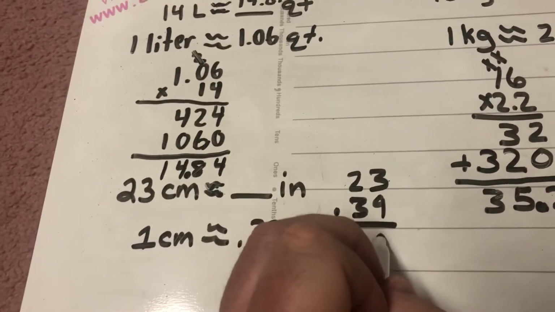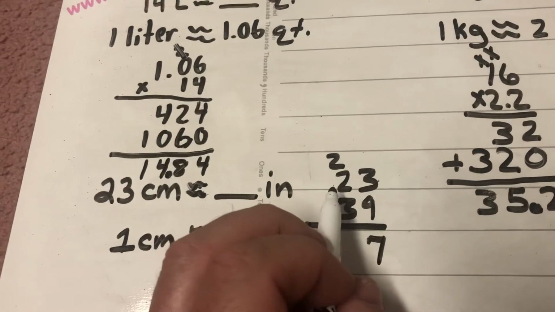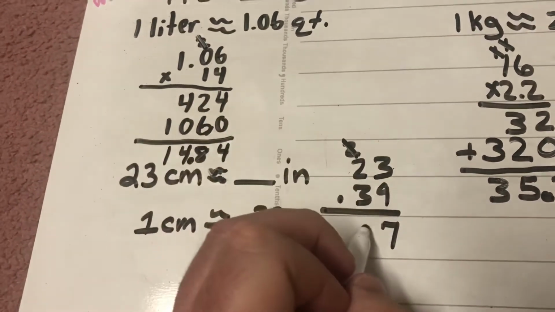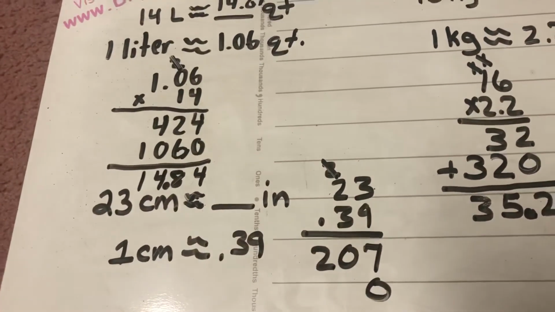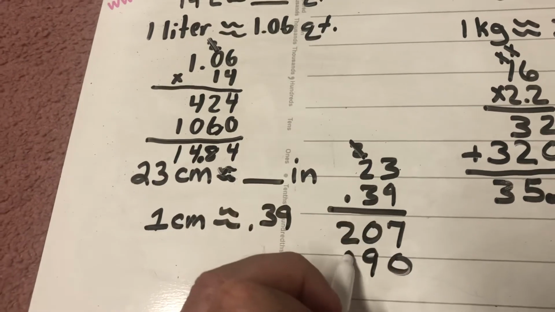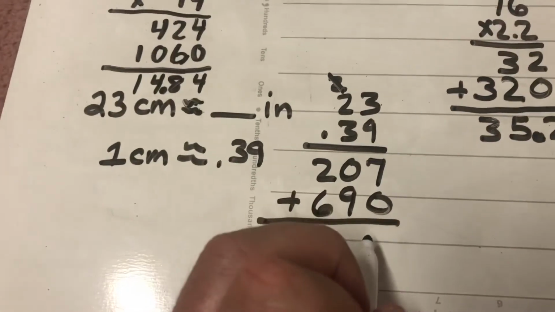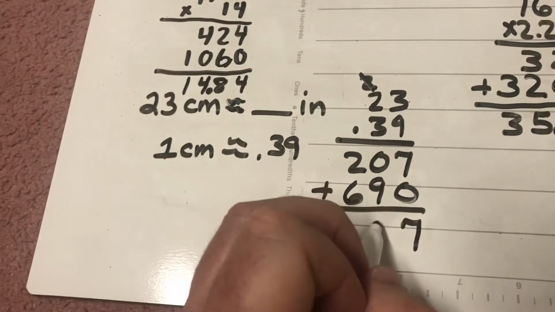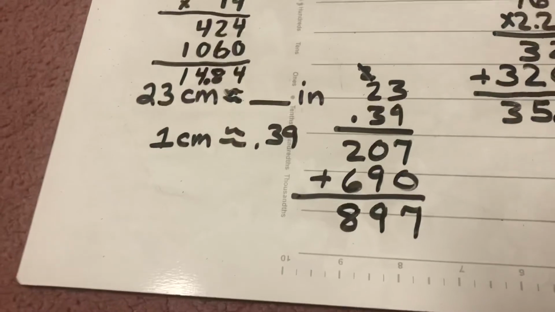9 times 3 is 27. Put the 7 down, carry the 2. 9 times 2 is 18. Plus the 2 is 20. Put the 0 down to line everything up with my 3. 3 times 3 is 9. 3 times 2 is 6. I go ahead and add these. 7 and 0 is 7. 0 plus 9 is 9. 2 plus 6 is 8.